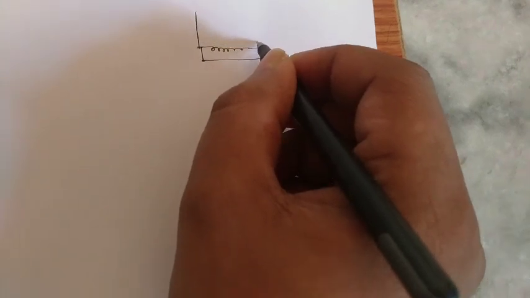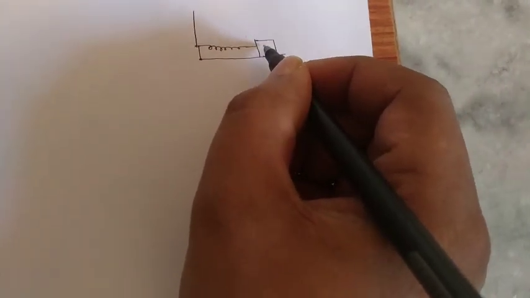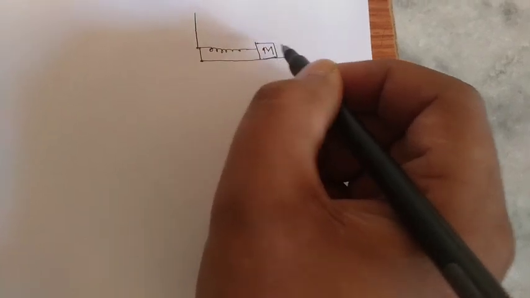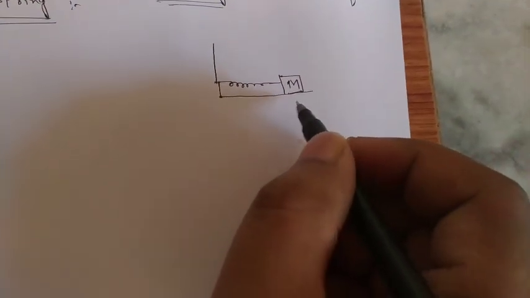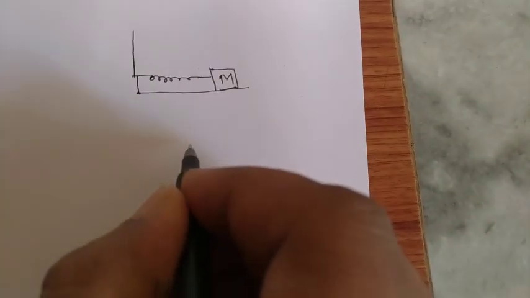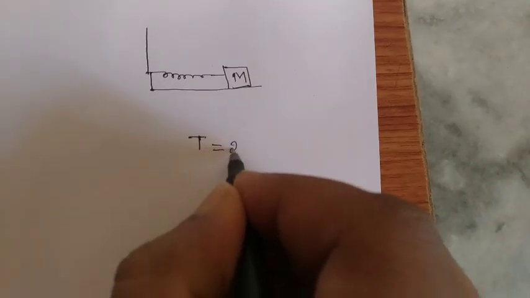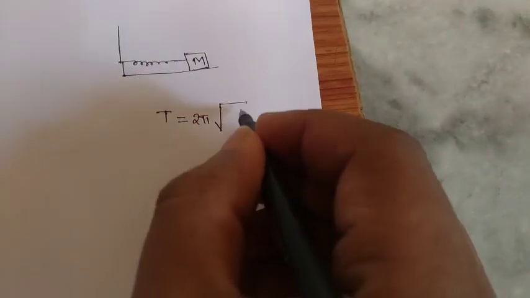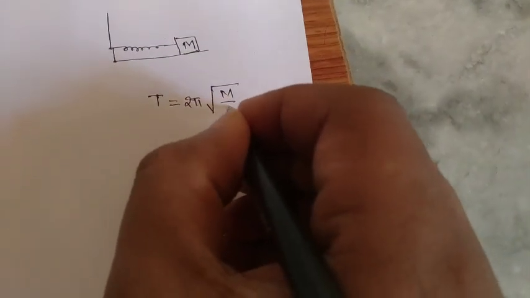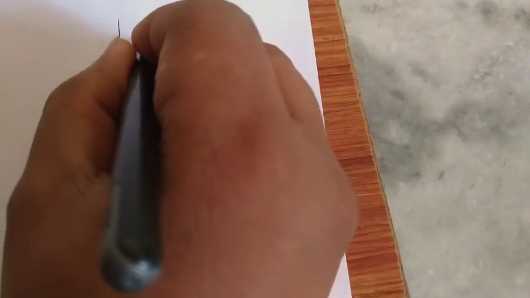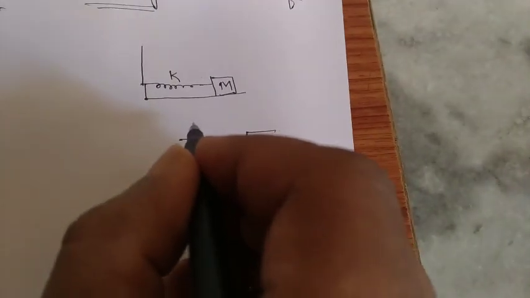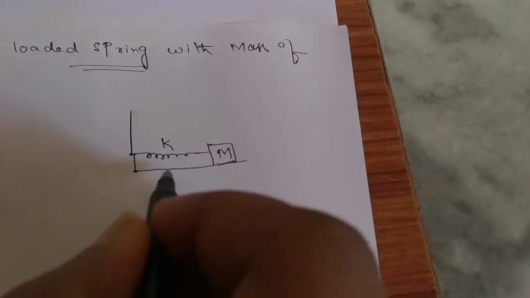One end of the spring is attached to a rigid support and the other end carries a block of mass m. If only the mass of the block is considered, then we already know the time period of this oscillating spring, T equals 2 pi root over m by k, where k is the spring constant or force constant of the given spring. But now I am calculating the time period of the system with consideration of the mass of the spring.